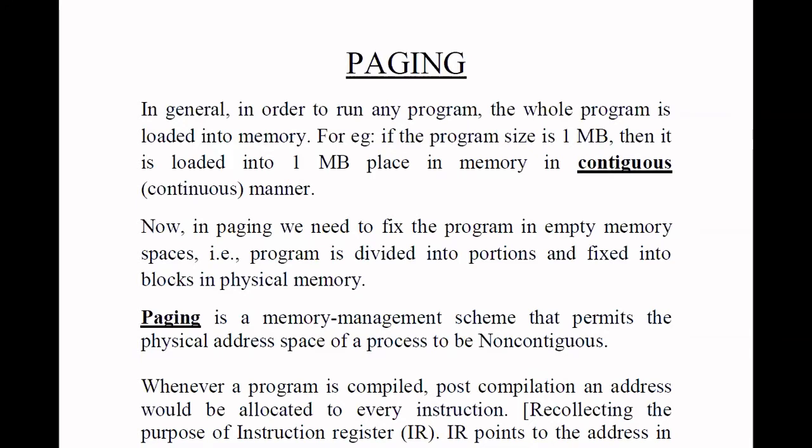So 1 MB of continuous space needs to be available in order to store this particular program. The major drawback related to this is quite clear. We need to search for the complete size of availability. The space availability should be this complete 1 MB size. And second, the whole program, that is the complete set of instructions, needs to be loaded for the system to execute the program. This drawback is overcome through paging.